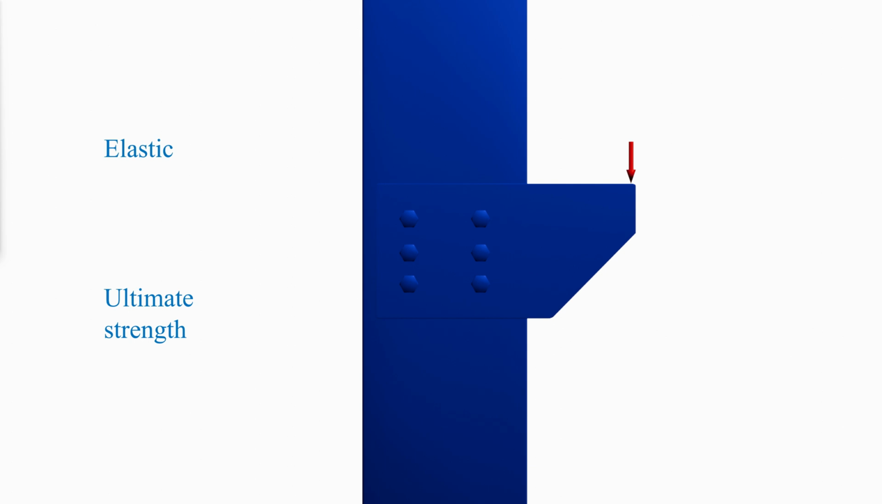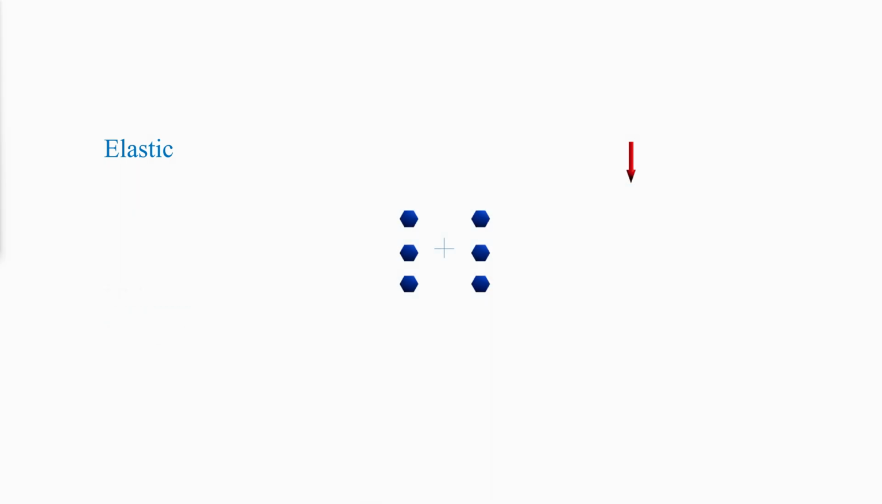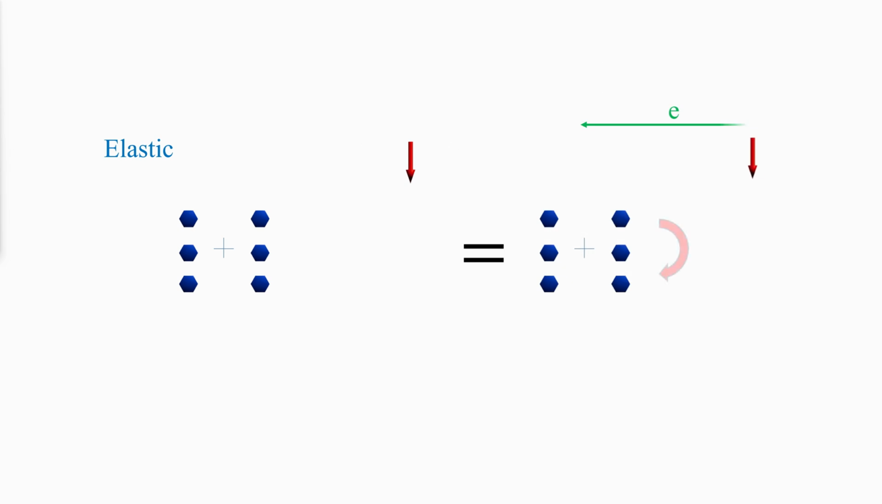For the elastic analysis, the fastener shear areas and the load are shown separate from the column and bracket plate. The eccentric load P can be replaced with the same load acting at the centroid plus the couple, which is equal to the force multiplied by the eccentricity. If this replacement is made, the load will be concentric, and each fastener can be assumed to resist an equal share of the load given by P divided by N, where N is the number of fasteners.